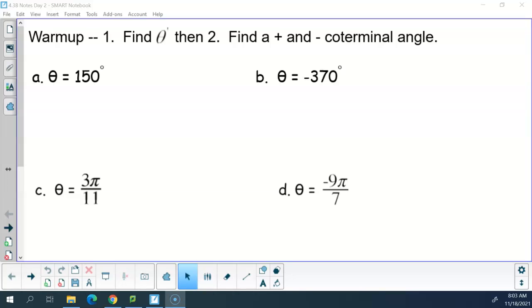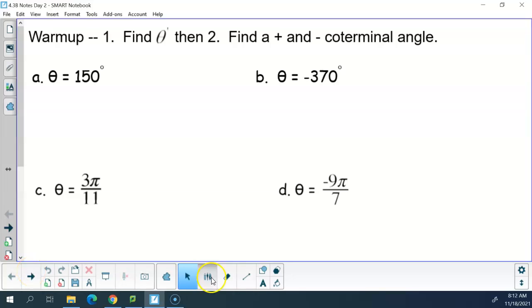So today we've got 4 warm-up problems and 2 example problems. The rest of the time is yours to work. So if you want to get going on these warm-up problems, find me the reference angle, theta prime, and then find me a positive and a negative coterminal angle for each one.